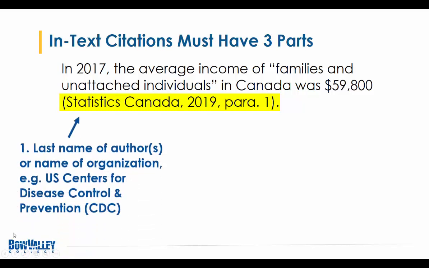1. The last name of the author or the name of the organization that created the information. When looking at a source, you should first try to find the name of the person or people that wrote it. If you can't find that information, try to figure out if there's an organization that's responsible for it. For example, a lot of information that is published online by governments do not list the individual person that wrote it. In those cases, you can write the government agency as the author, such as Statistics Canada or the U.S. Centre for Disease Control and Prevention.